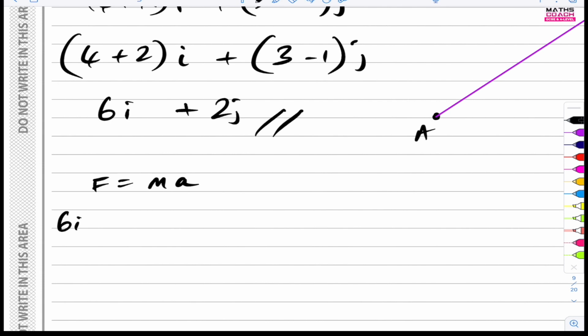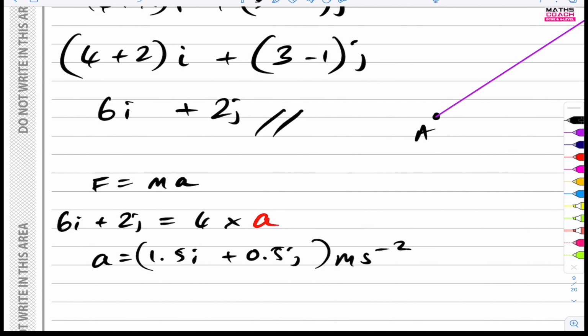Our force is 6i plus 2j is equal to the mass of the particle, what was it? 4 times a, our acceleration. So if we divide the other side by 4, we can have a. Our acceleration is going to be 1.5i plus 0.5j meters per second squared.